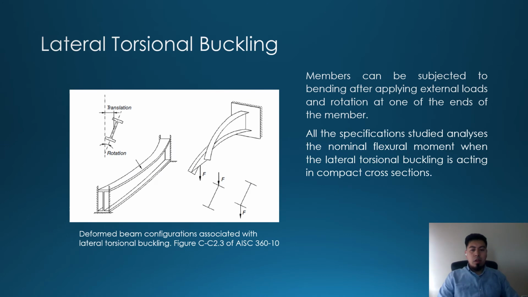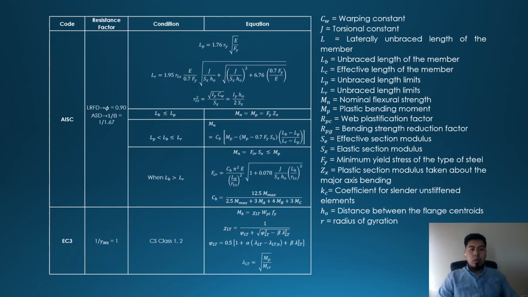Lateral torsional buckling. Members can be subjected to bending after applying external loads and rotation at one of the ends of the member. All the specifications studied analyze the nominal flexural moment when the lateral torsional buckling is applied in compact cross-sections. In this comparison, only compact cross-sections are included. The AISC has a complex procedure to compute the flexural moment resistance based on the unbraced length of the member. The AISC has three different conditions.